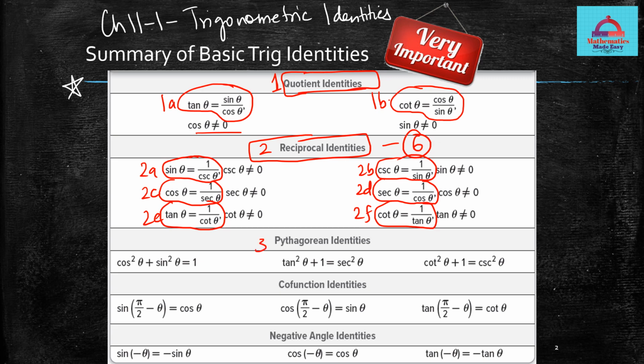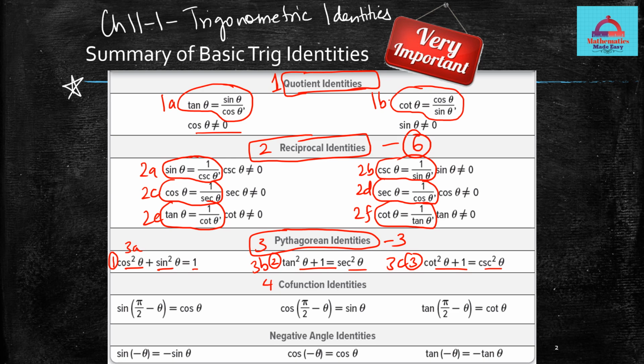Then we move to Pythagorean identities. These are of 3 kinds. Remember, it comes from Pythagorean theorem, so there are going to be squares of the trigonometric ratio involved. You can number them as 3a, 3b, 3c. So sine square plus cos square are equal to 1. This is how they are related. Then 1 plus tan square is secant square theta, and then 1 plus cot square is cosecant square theta.